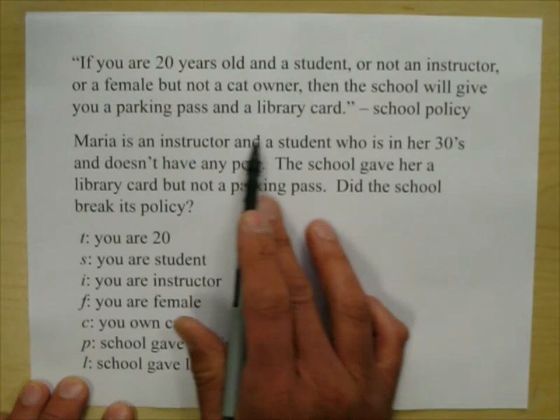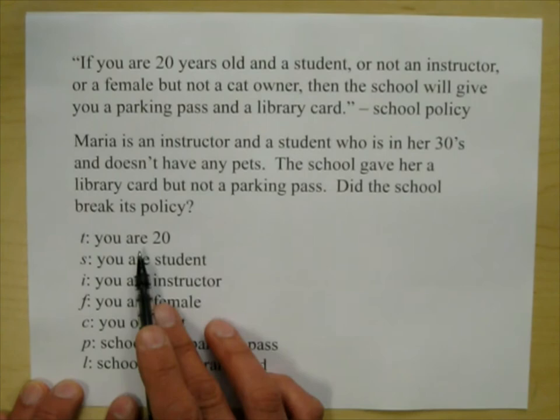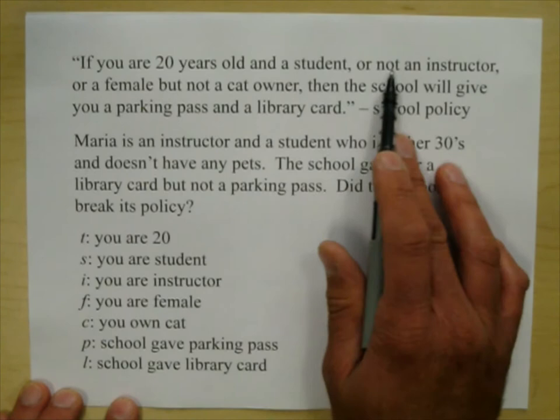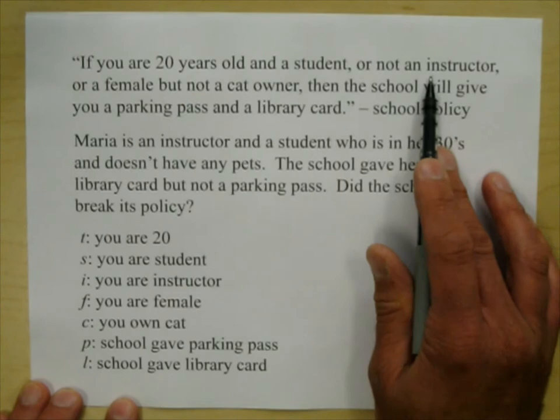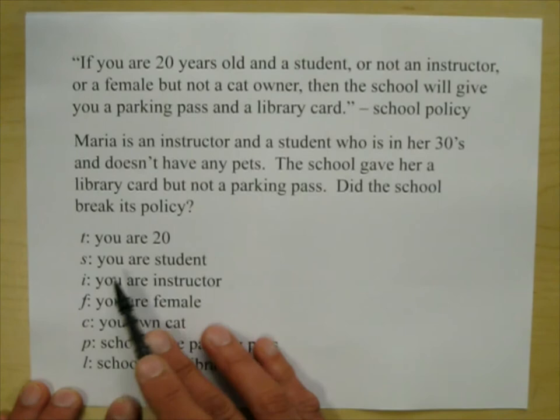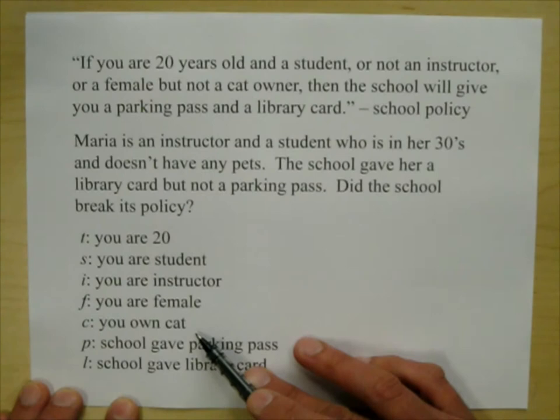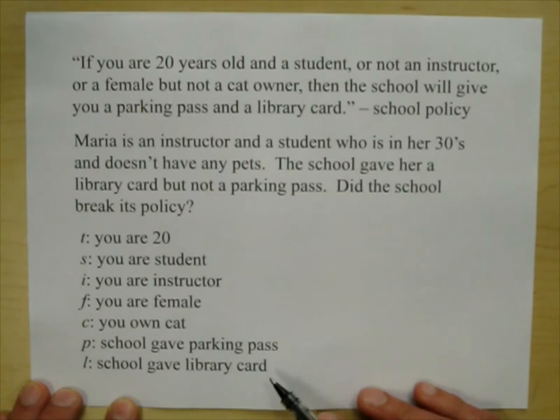This is very confusing. So what we're going to do is we're going to take some simple statements here that we have from the school policy and just break them down. Look, you are 20. So I put that as statement T. You are a student, statement S. So I just kind of went through this and put those statements down. You are an instructor, I made it I. Okay, I didn't say you are not an instructor, because then that will be tilde I. You are female, you own a cat, school will give you a parking pass, school gave parking pass, and school gave library card.